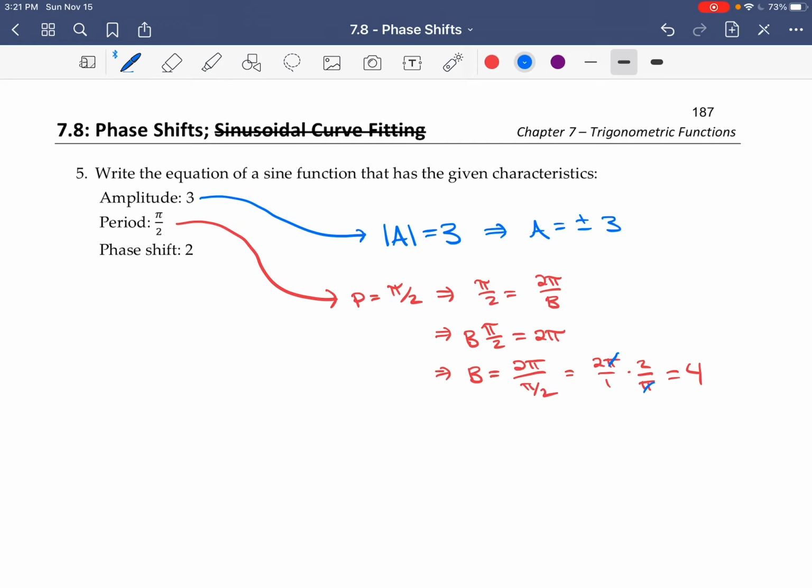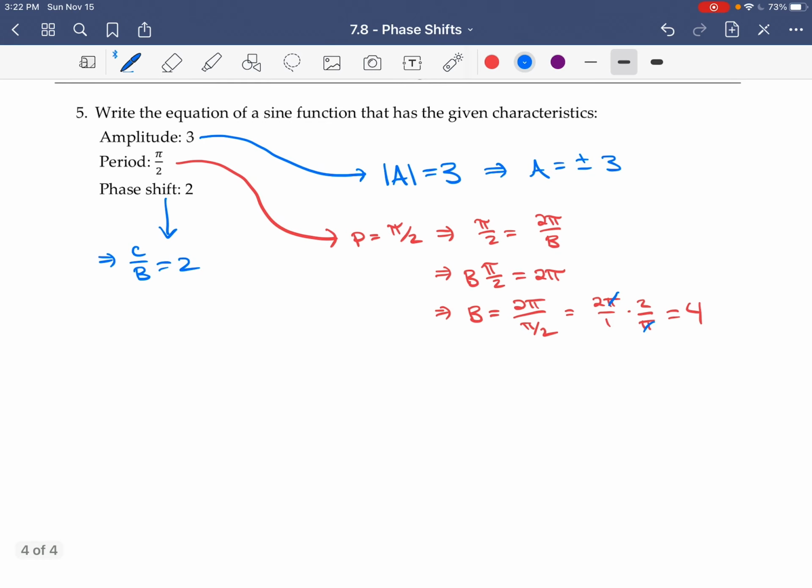And then the phase shift being 2 means that C over B is 2. If you wanted, you could solve for C, but we could just start plugging it in now. So for an equation that satisfies this, again, you get to pick. There's more than one correct answer here. I'm going to choose A equals 3, but I could choose -3 if I wanted. It would be the same.